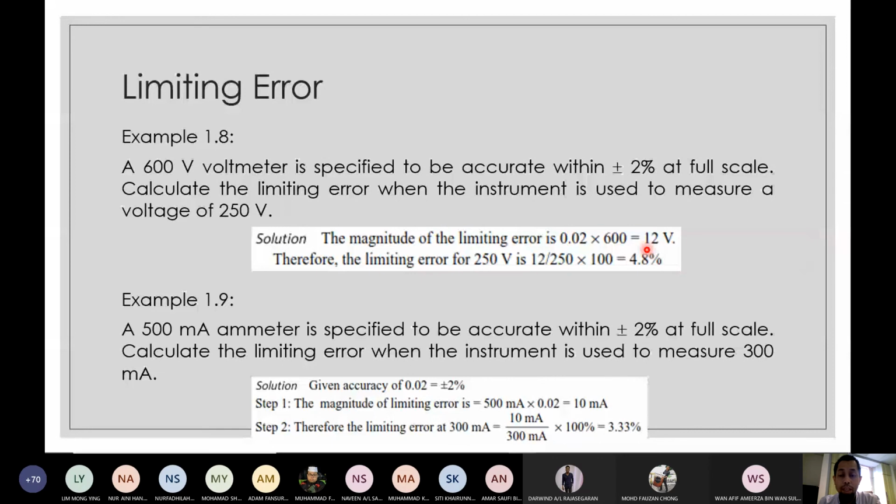So what does this mean? This means that for the 600 volt voltmeter, the error is plus minus 2%. But when you measure 250 volt, actually the error is 4.8%, not 2%, because the value that you are measuring is not the same as the full scale value guaranteed by the manufacturer.